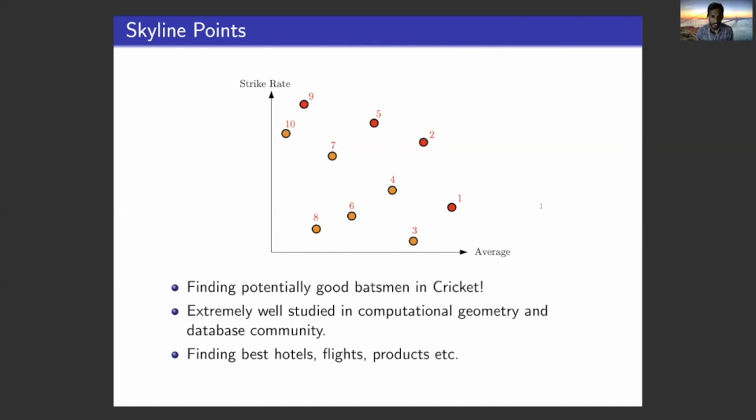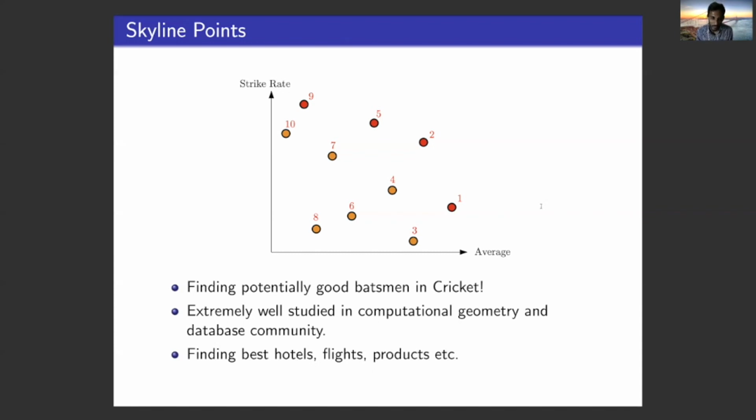So other applications of this problem include finding best hotels, flights, and products, right? Where each one of them is mapped. In this example, it's a 2-dimensional example, but I can naturally extend this problem to higher dimensions as well. A lot of the discussion, the figures in this talk, will all be 2-dimensional, but all the discussion extends to any constant dimension d. But the figures will be in 2D.